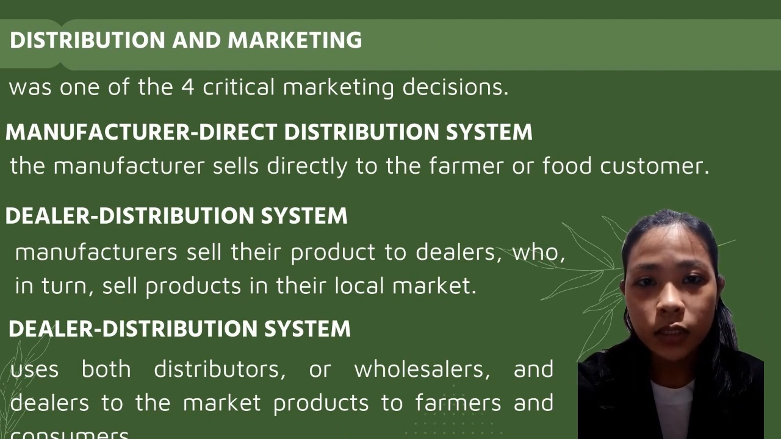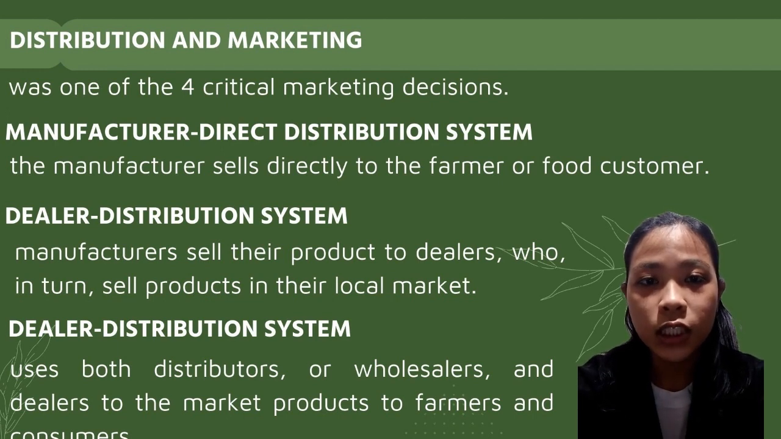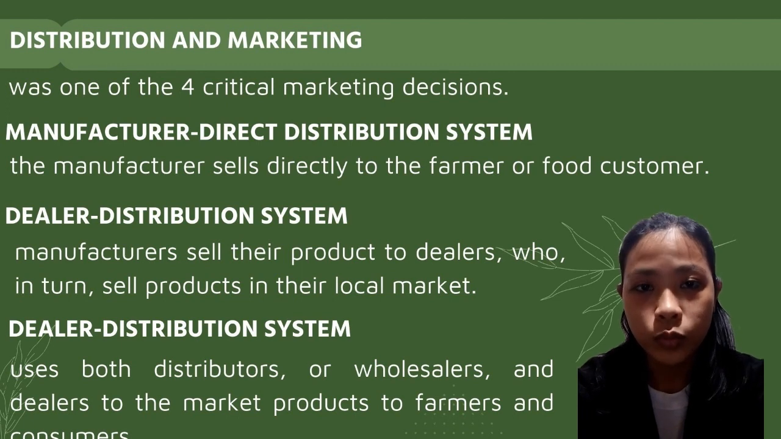Distribution and marketing. Place or distribution is one of the four critical marketing decisions. Now, here are the three basic distribution systems. First is the manufacturer direct distribution system, in which the manufacturer sells directly to the farmer or food customer. Next is the dealer distribution system, in which manufacturers sell their product to dealers who, in turn, sell products in their local market. And last is the distributor-dealer system, which uses both distributors or wholesalers and dealers to market products to farmers and consumers.